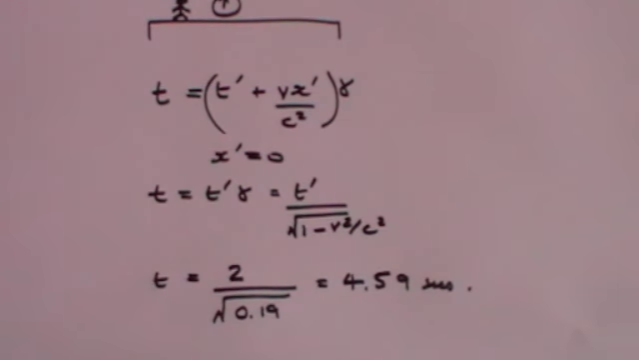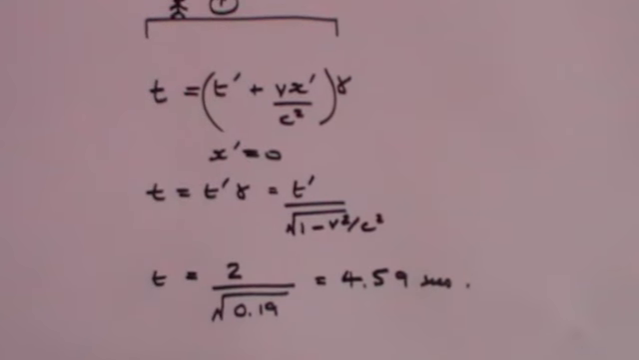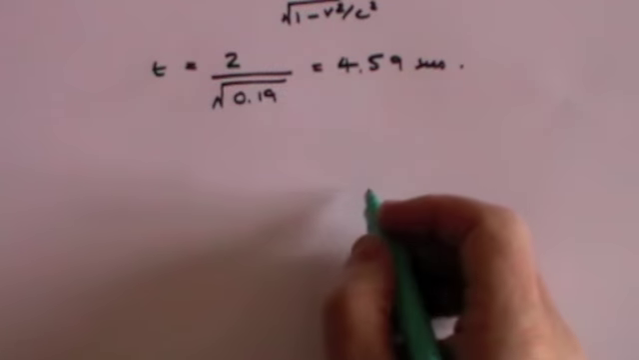Now, one intriguing consequence of this is that if a moving clock runs slow, and that means that every clock runs slow, including your body clock, then if you are travelling at speed, you will age less than someone who is stationary. So you could envisage the following experiment.